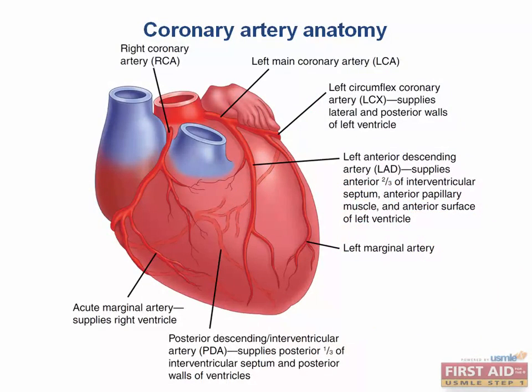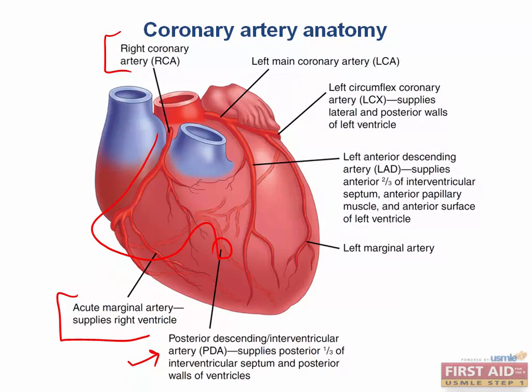Now what about the right coronary artery? It delivers blood to the right ventricle via some acute marginal branches, as we have listed here. And in a majority, and by majority I mean 85% of the population, the right coronary artery will give rise to the posterior descending artery. As you can see here, it's winding around, and then we have our posterior descending or interventricular artery.